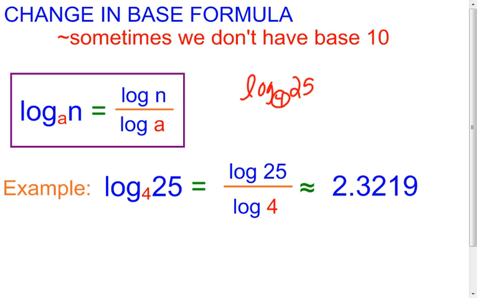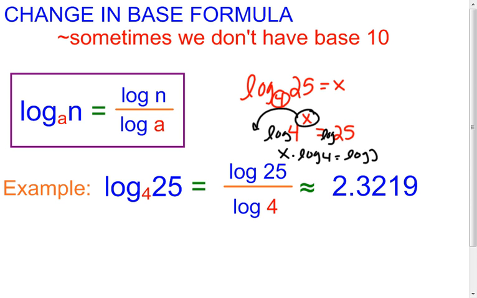Now, what we did in the past is we said, okay, this is x, and then I went 4 to the x equals 25, but I still can't get 4 and 25 in the same base. Now, you could solve this from here, like we just did, and take the log of both sides. And when you take the log of both sides, this exponent comes out here. So you'll have x times the log of 4 equals log of 25. And then, of course, you would divide by log of 4.